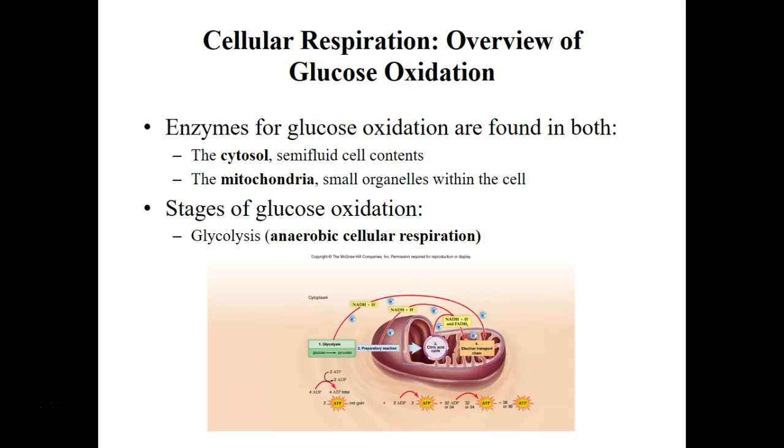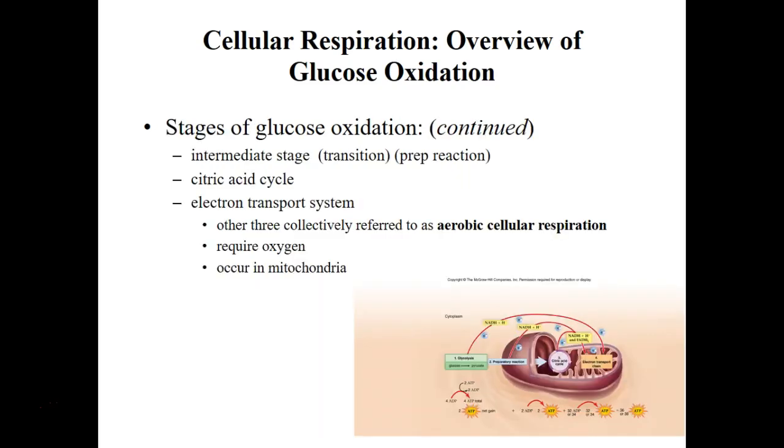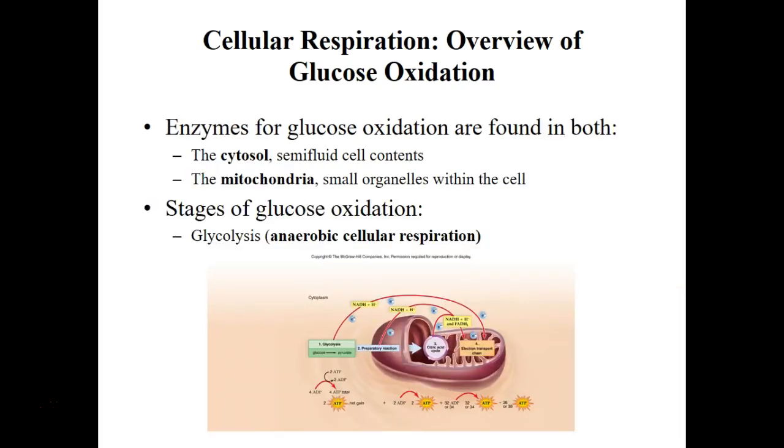And then the other three phases of aerobic respiration occur within the mitochondria. So the mitochondria is this kind of kidney bean looking structure. It has a double membrane, an inner and an outer membrane. And the intermediate phase or transition, citric acid cycle or Krebs cycle, and the electron transport chain all occur within the mitochondria in specific regions. So all of these phases need oxygen in the mechanism. Whereas glycolysis here does not need oxygen. It's an anaerobic process, so without oxygen, not oxygen requiring process.